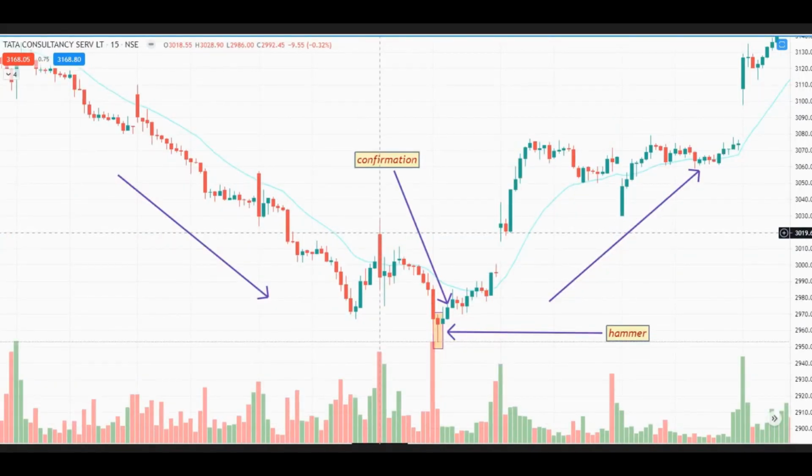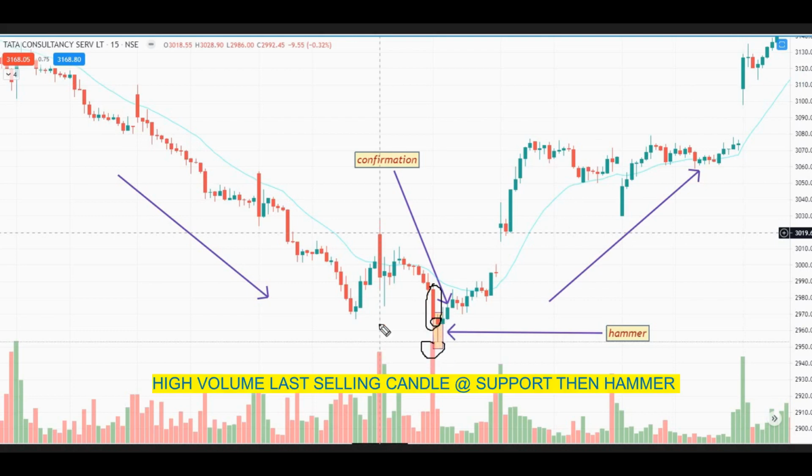See, proper downtrend, hammer candle, trend change. Okay, now see, very important concept. See the last selling happening here. Last selling, then a hammer candle with huge volume, structural breakout, but it was a fake breakout.